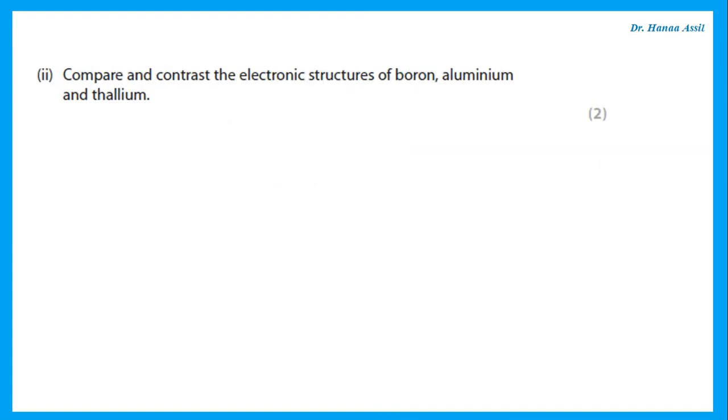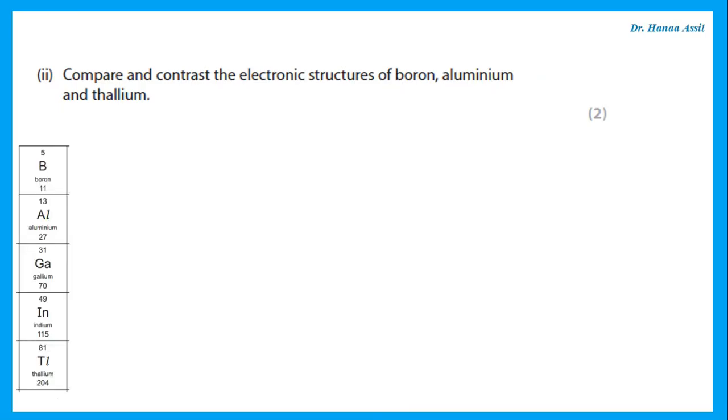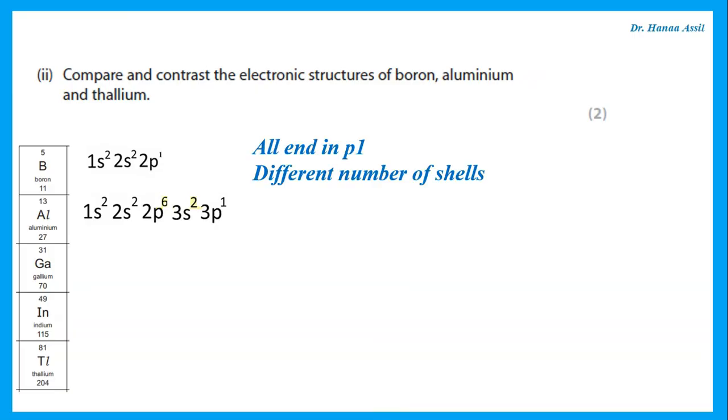Compare and contrast the electronic structures of boron, aluminium, and thallium. Well, if we look at them, they're all in the same group. So we know that all the elements in the same group have the same what? They have the same number of electrons in the outer shell, so they all end in p1, but the difference between them is they will have different numbers of shells. Remember, compare and contrast means we say they are similar in what and different in what.